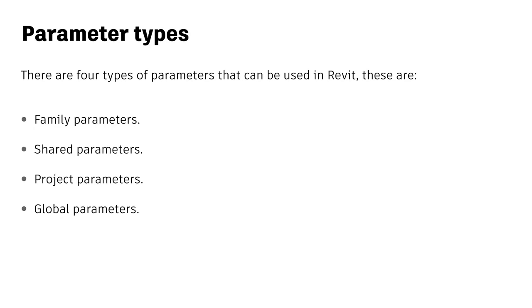There are 4 types of parameters that can be used in Revit. These are family parameters, shared parameters, project parameters, and global parameters. However, the most common type of parameter found in families are family parameters and shared parameters.